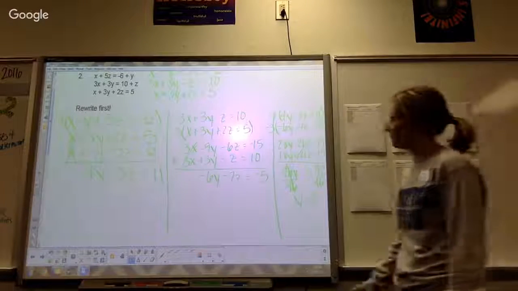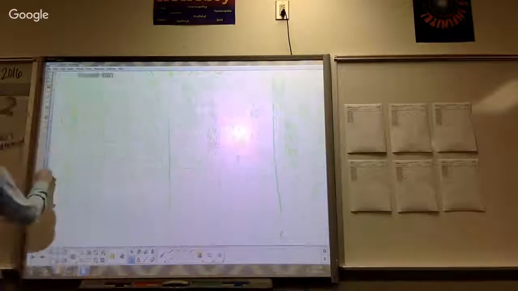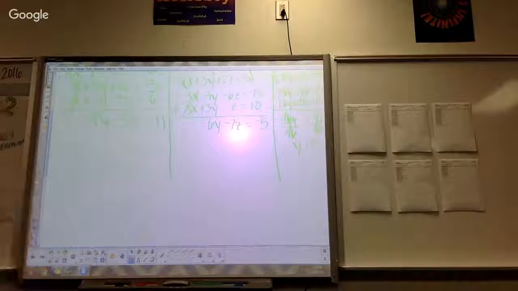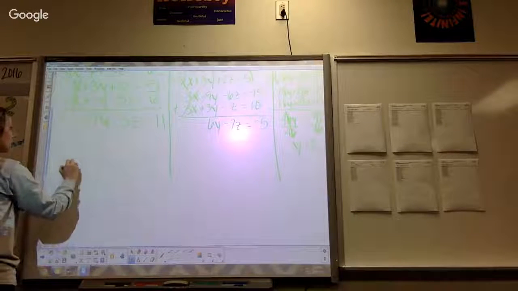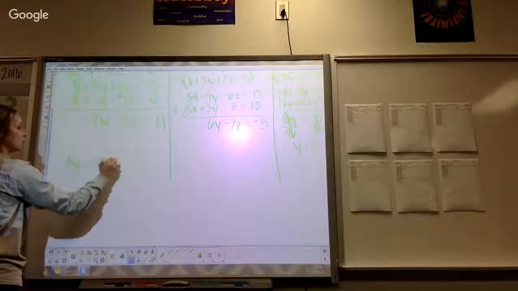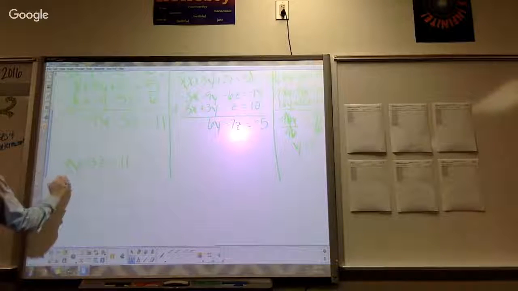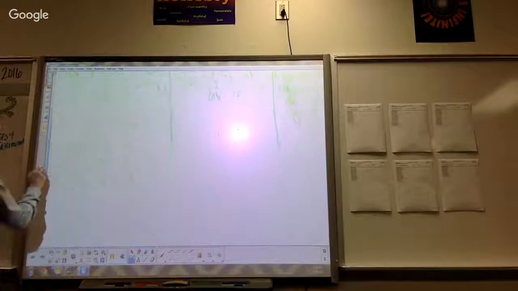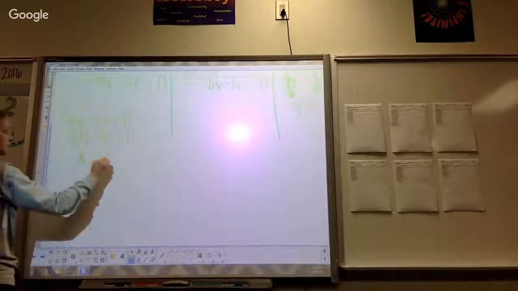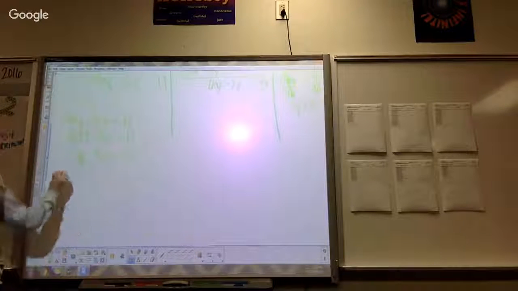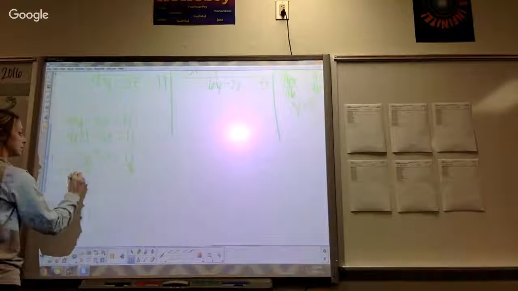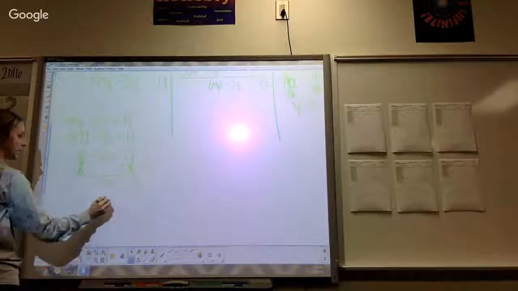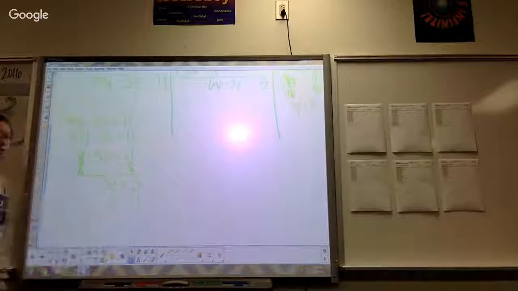So we found y. Now we're going to use one of these equations that we found on step 1 or step 2. Doesn't matter which one you use. So I'm just going to plug into this first one that we found. So we found y to be 2. So that would be 8 minus 3z equals 11. Subtract 8. We have negative 3z equals 3. So z will equal negative 1.